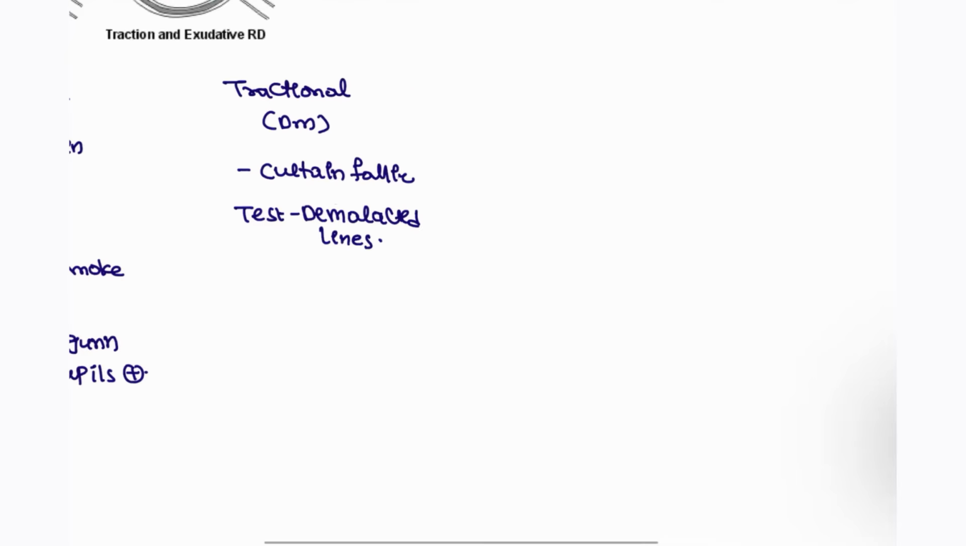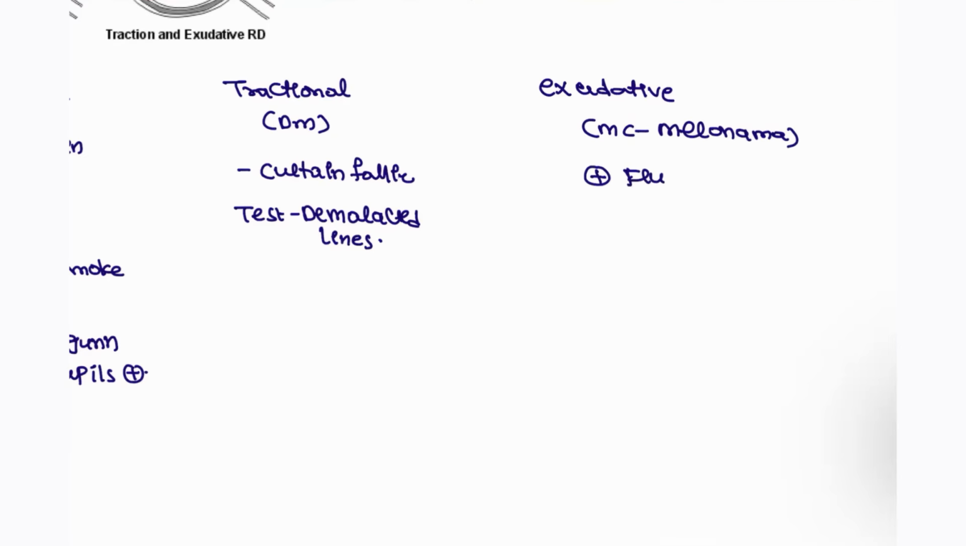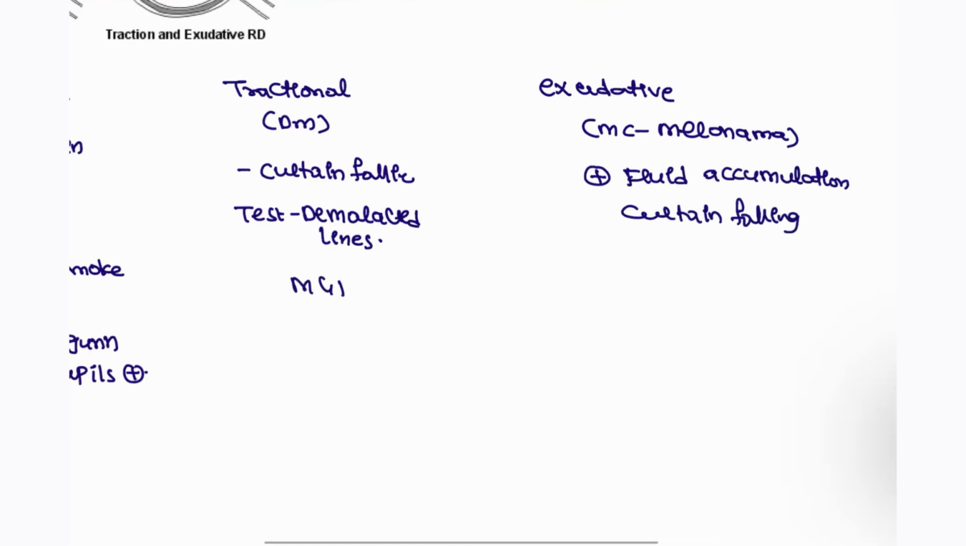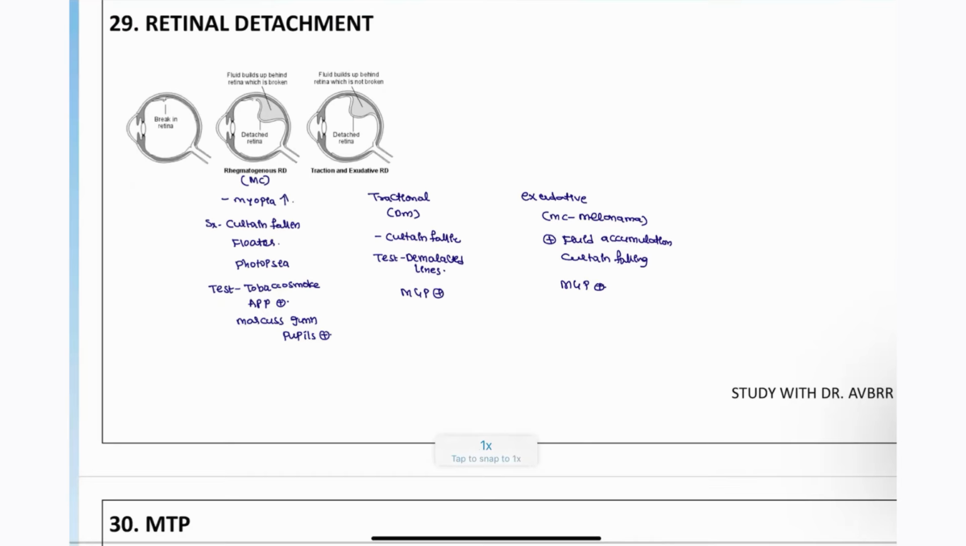Coming to the exudative type, this is most common with melanoma of the choroid, or whichever tumor is involved. On the test, you are going to see fluid accumulation in this patient. The same symptom, curtain falling, will be seen. Marcus Gunn pupil is seen here also. Only the test differentiation will tell us which type it is.